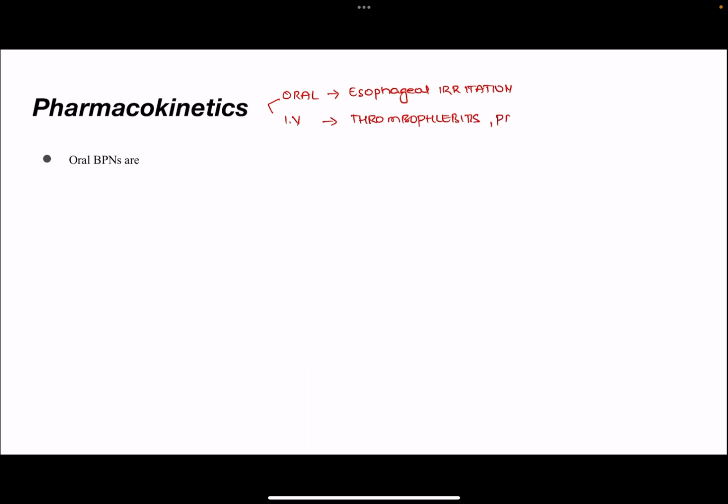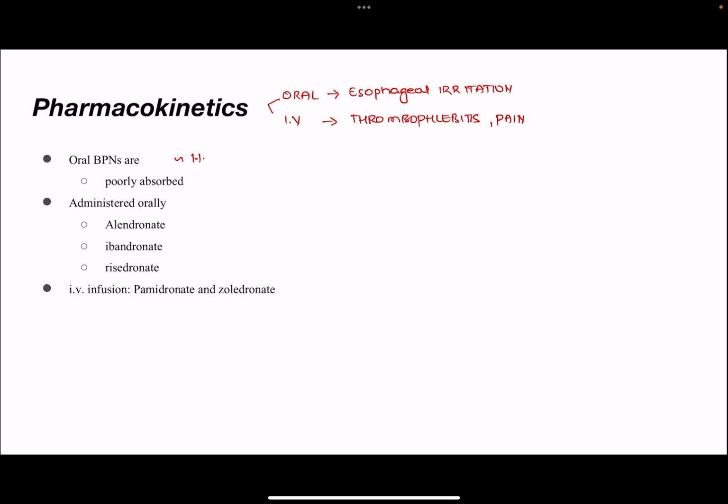And also there will be pain. So oral bisphosphonates are poorly absorbed. Most of the oral bisphosphonates have an oral bioavailability of almost 1%. The drugs which can be administered orally are the first generation alendronate, as well as the second generation ibandronate, risedronate, or the third generation. Through IV infusion we give only two drugs, that is pamidronate and zoledronate. Very important, you should remember.